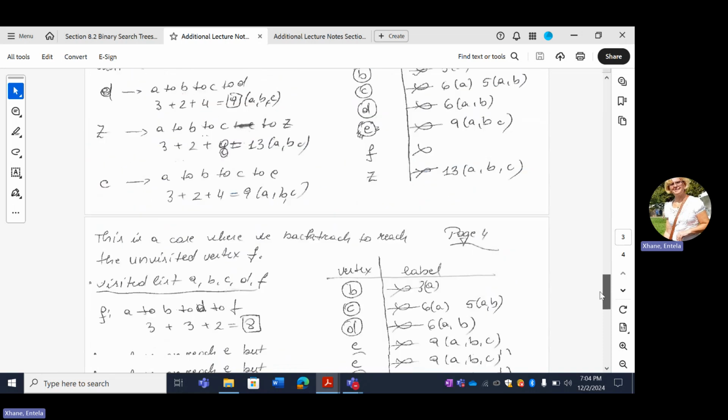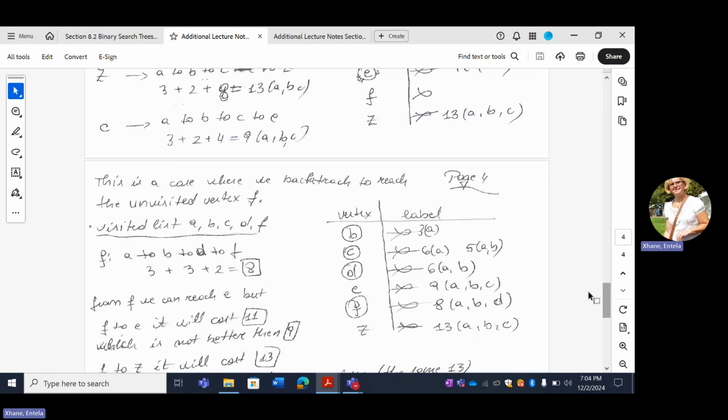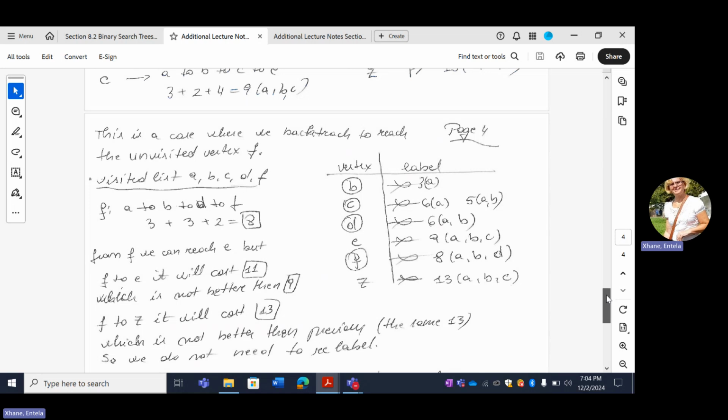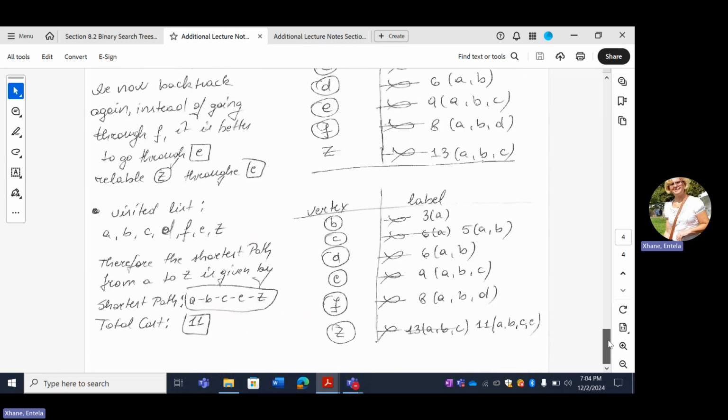So let's go back to the table. Notice that E circle is done, but I still have F and Z. I have an idea for Z, but not finalized. Now I reached F through A, B, and D, 8 units. And then let's get to the best option to go to Z, which is eliminating 13 ABC and going through ABC E, which is 11. So what is my ideal path to get to Z? My ideal path to get to Z is from A to B to C to E to Z without touching F. This is a total cost of 11, which is, in this case, the shortest path.